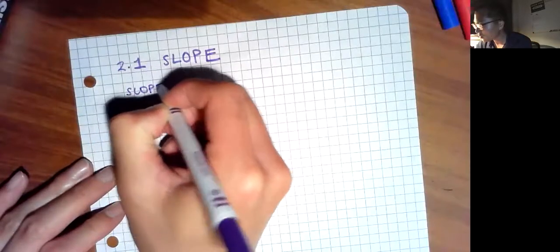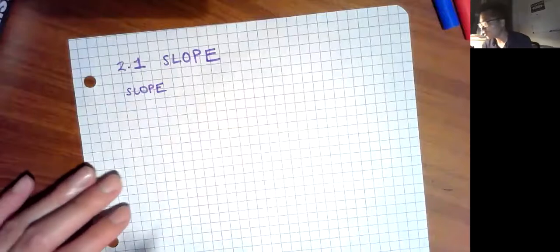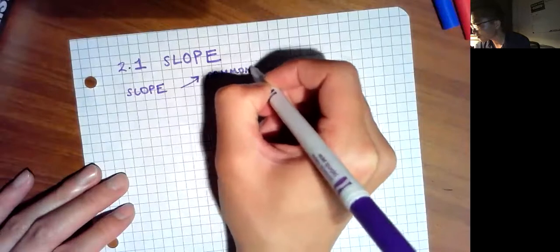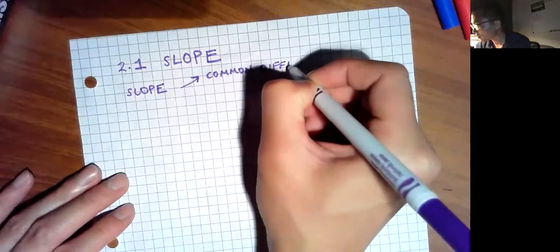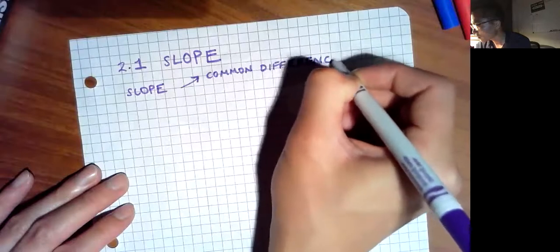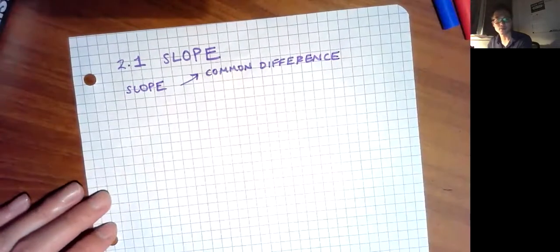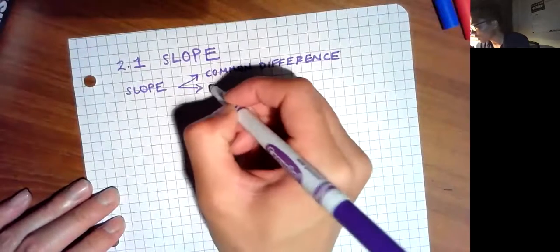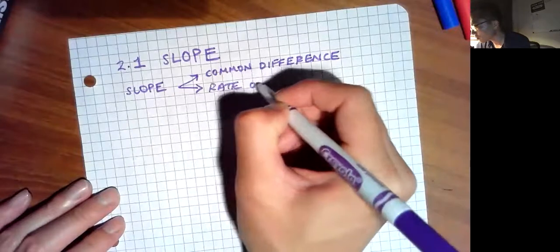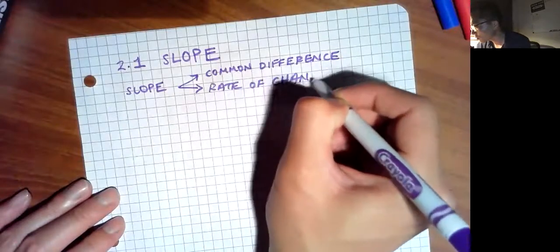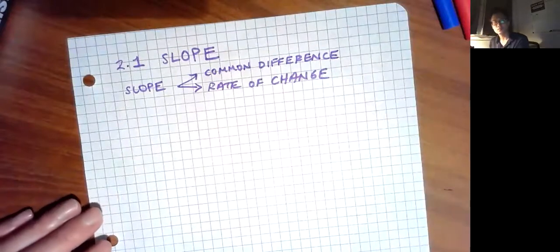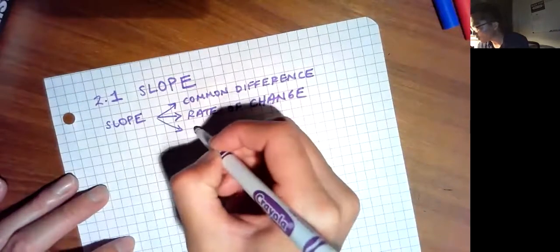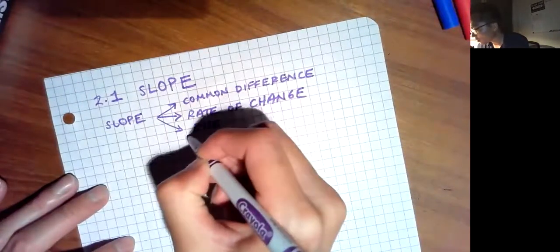We've seen slope in words already in a couple different ways. Slope is the same thing as the common difference in an arithmetic sequence. That amount that you're going up each time, that's the slope. That's the common difference. Slope is also the same thing as the rate of change. And you may have also heard of slope as the rise over run.